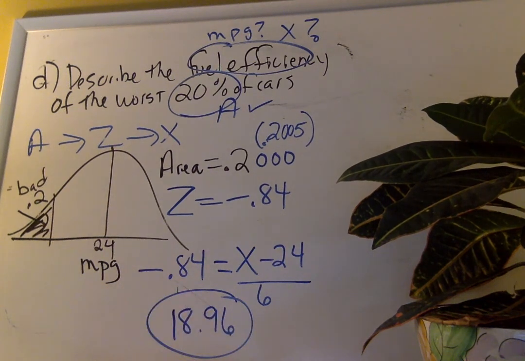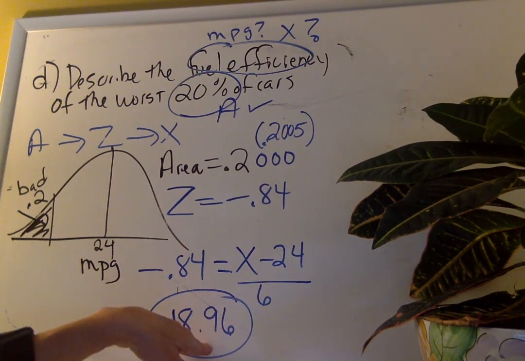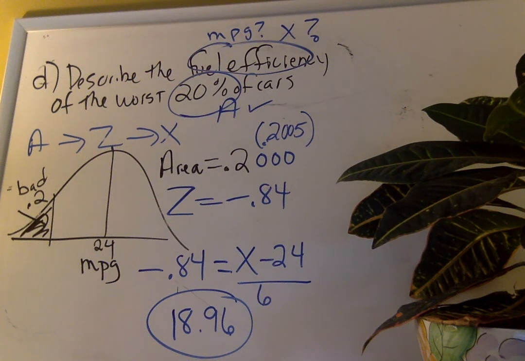I know the science majors are cringing right now that I did not put the units. But if I put the units, then I take 20 emails saying, will you take off if we don't write the units? Guys, I'm real happy if you just get the 18.96. Yes, the units are miles per gallon. I do not take off if you don't write that.